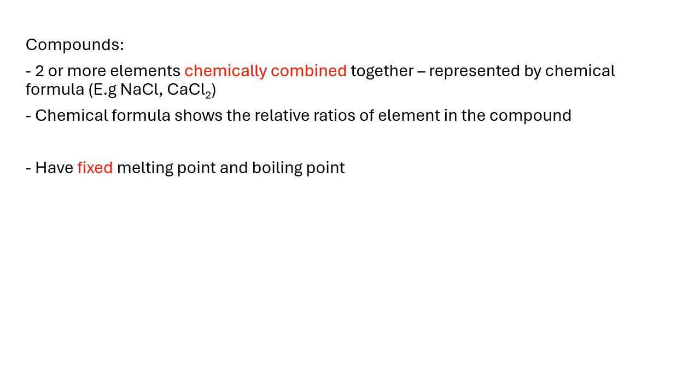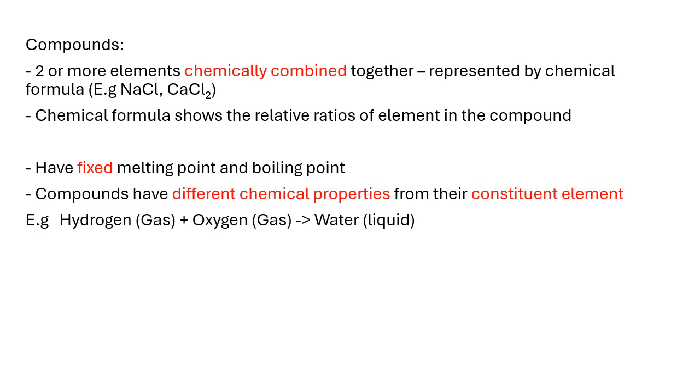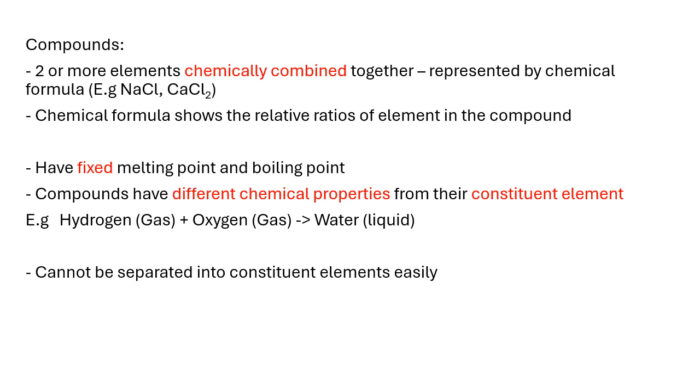And compounds have a fixed melting and boiling point. They do not change at all. And compounds have different chemical properties from their constituent elements. For example, water is a compound, H2O, made out of hydrogen and oxygen chemically combined together. And water has a different chemical property compared to oxygen and hydrogen. And compounds cannot be separated into their constituent elements easily. This requires very complicated chemical methods.